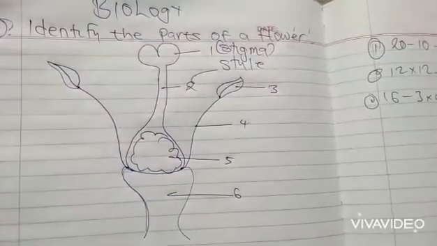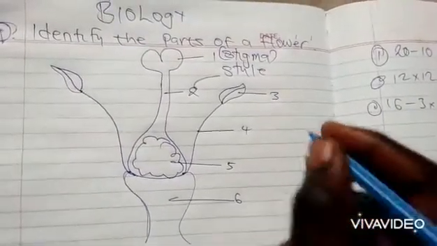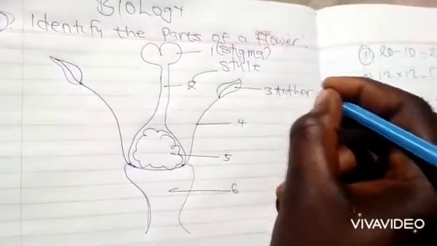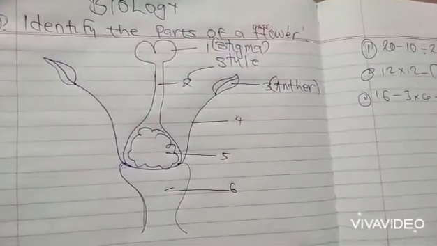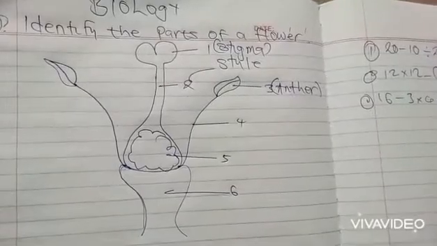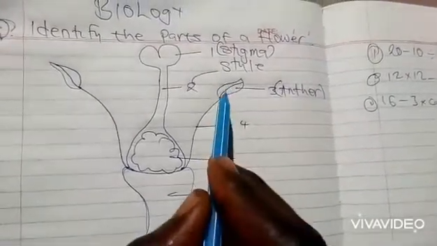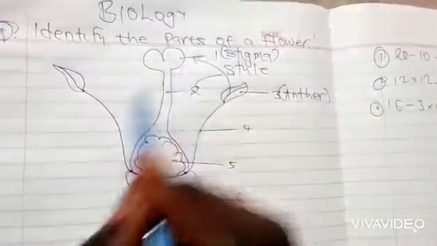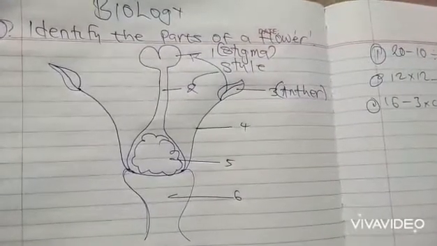What is part 3? Part 3 is a male part of a flower and it is called an anther. An anther is the part of a flower that produces pollen grains. So when pollen grains are produced by an anther, they are transferred to the stigma for the process of pollination.